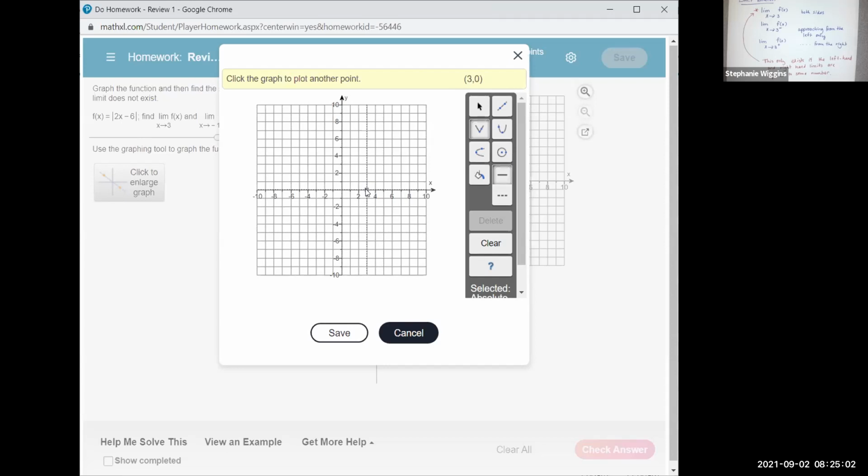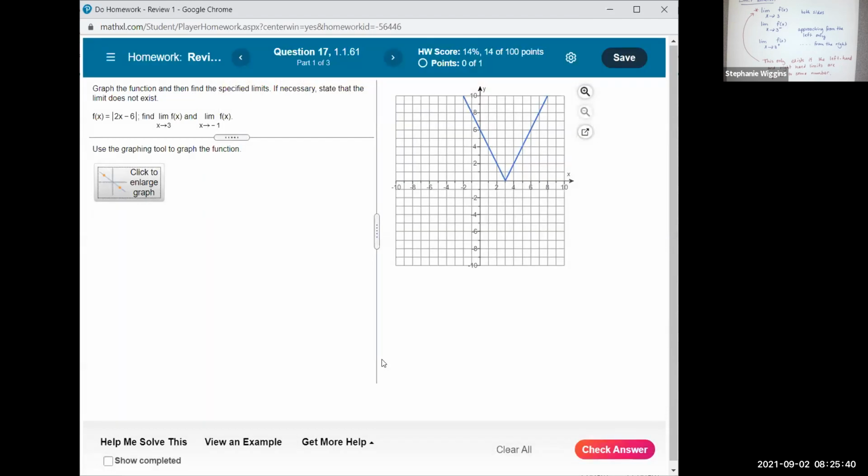And let's see, how does this work now? And then if you plug in 3, you get 0. If you plug in 1, you get 2 minus 6, that's -4. So when you take the absolute value, that will be 4. So at 1, you're at a height of 4. Let me see, there we go. That looks good. Double check, make sure I did that right. There's a 1 at 4. Yeah. Okay, so that's how you use the graphing utility.